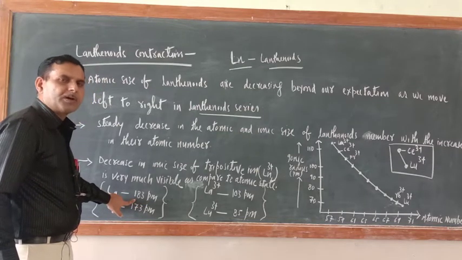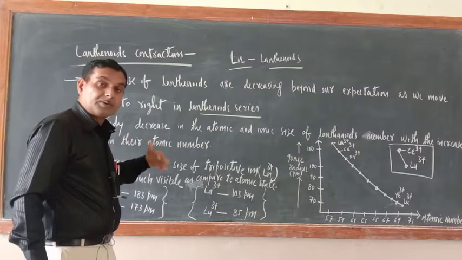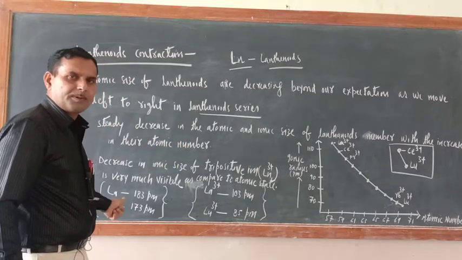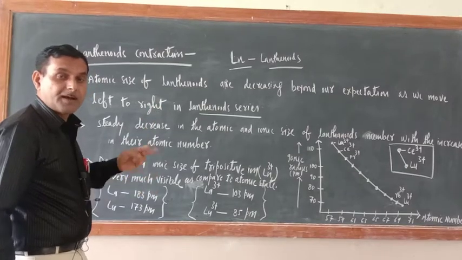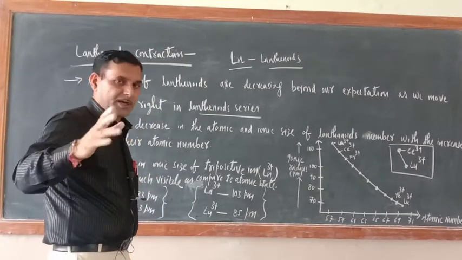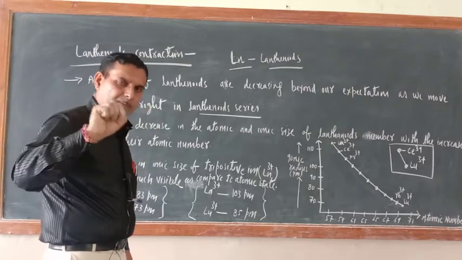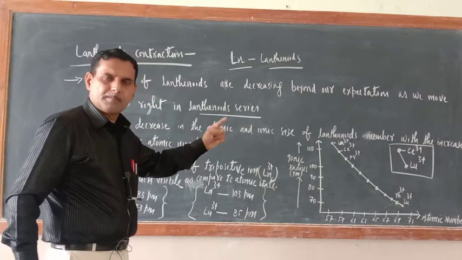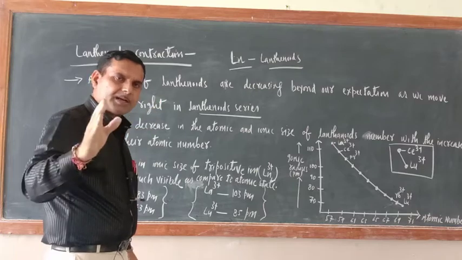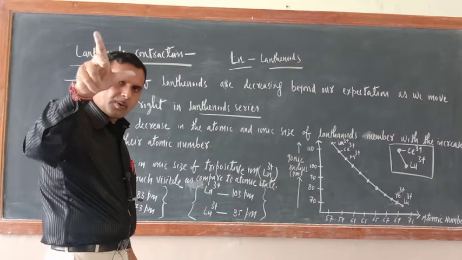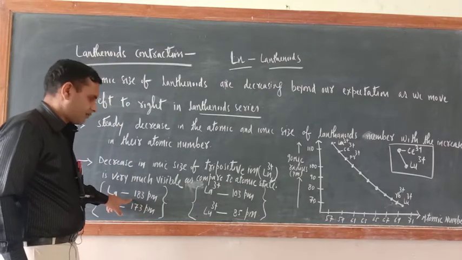So a near about 10 picometer decrease is there as we move left to right in the lanthanide series. A 10 picometer overall decrease is there, right from the first member to the last member, but this is the overall decrease. Don't get confused. Element to element you have to count, meaning cerium to promethium to neodymium, like that. All those decreases, element to element, when you sum up, you will get the overall lanthanide contraction. So overall lanthanide contraction is near about 10 picometer.